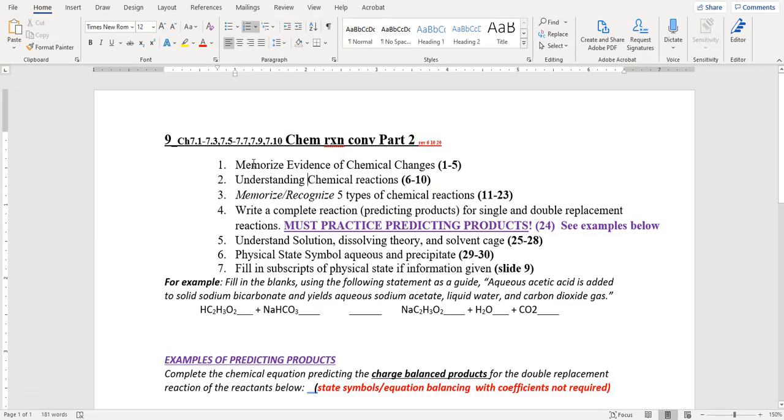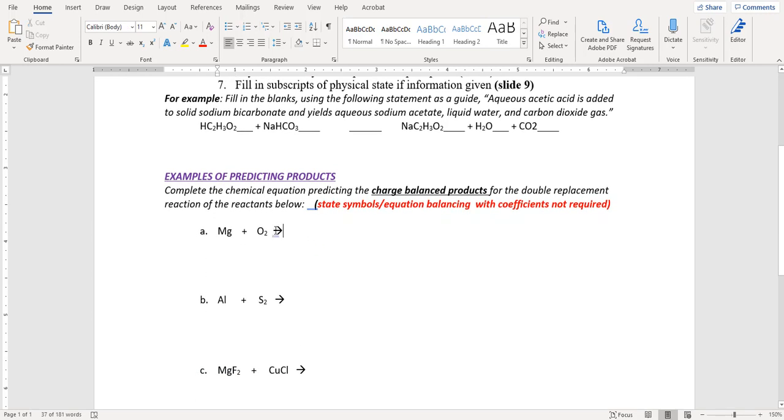In this video, you'll learn about and memorize evidence of chemical reactions, also known as chemical changes, same thing. You'll understand the chemical reactions, and then you'll recognize some patterns. Next, we're going to get into predicting products. So given starting reactants, if we scroll down, here's an example. Given starting reactants, you'll learn how to predict products using the charged balance products rule.